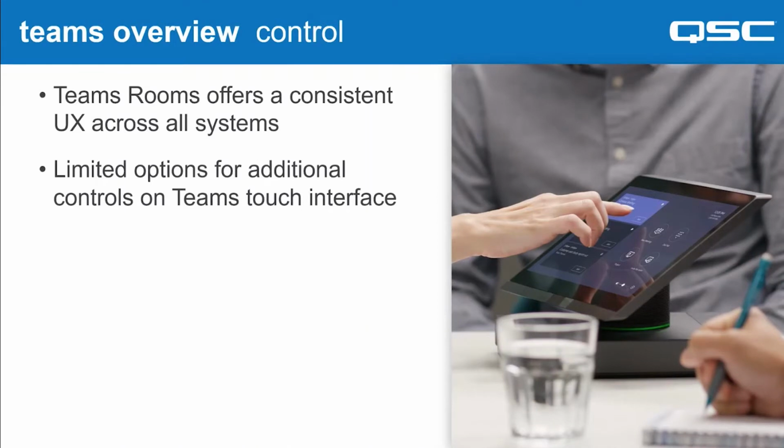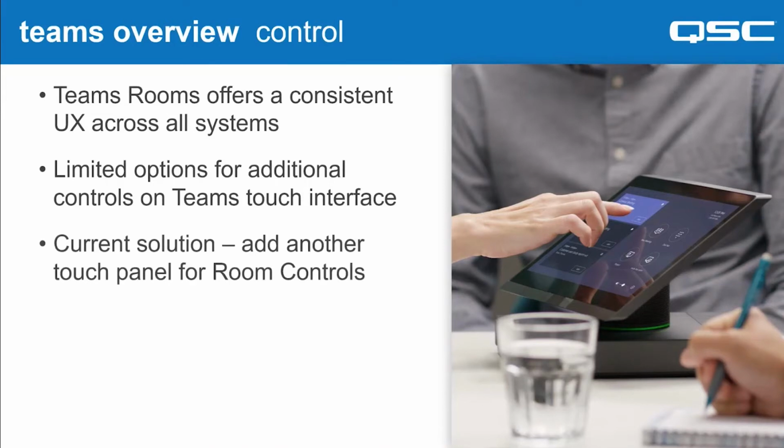The issue with this, though, again, for more complex spaces, is that you have got limited options for adding other controls, and that might be like AV controls. Maybe you want to control third-party devices. Maybe you want to control air conditioning or lighting or something like that.